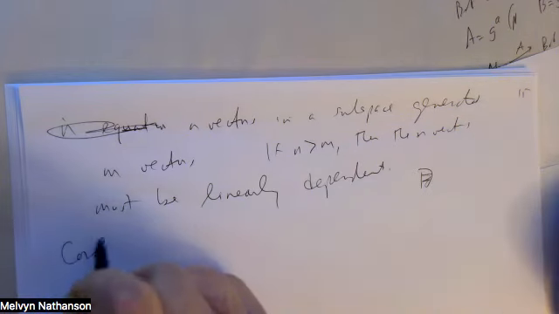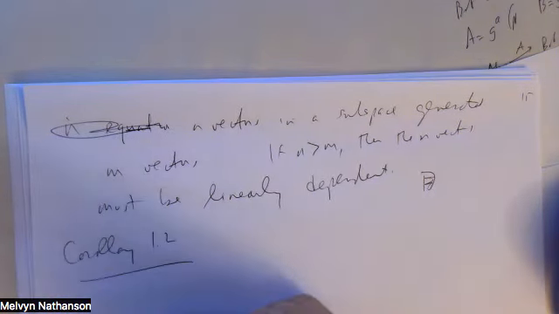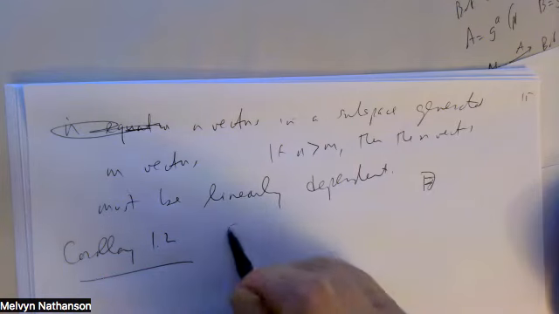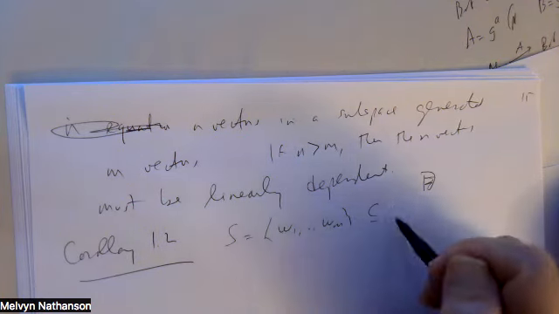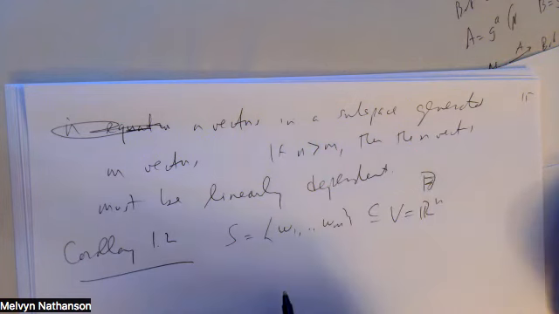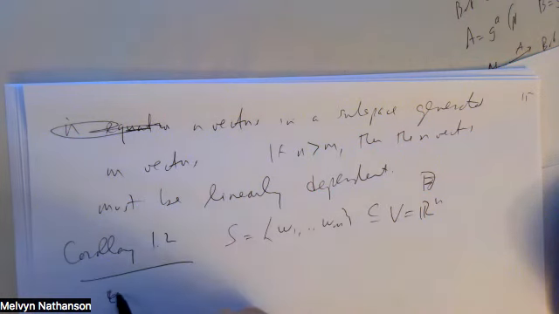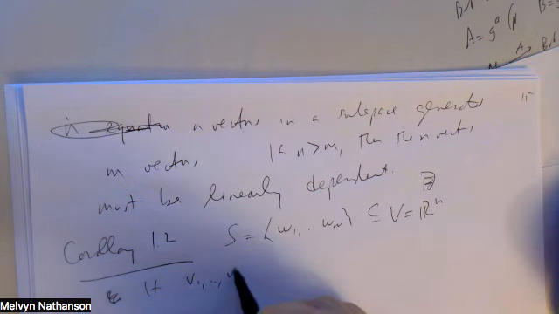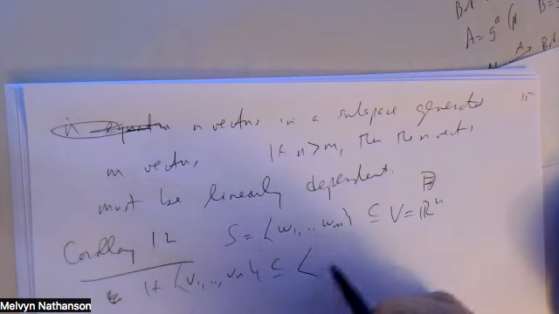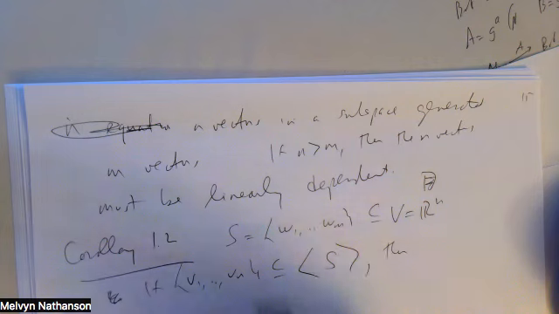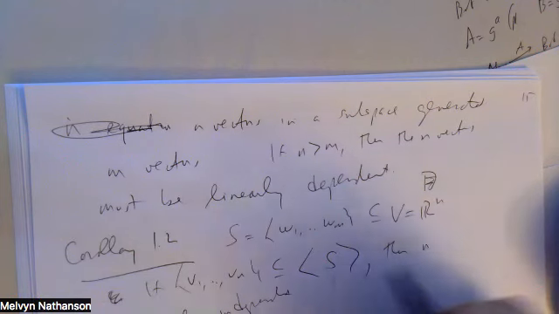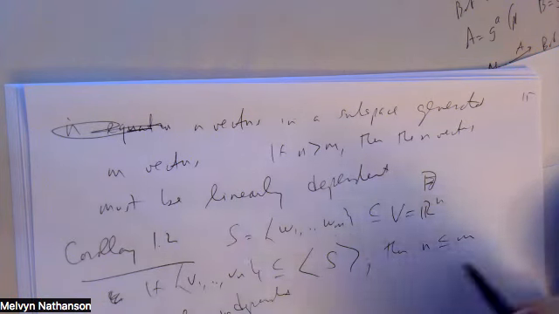And the corollary of this says that S is a set of vectors contained in this vector space Rn. And if V1 up to Vn is a set of vectors in the subspace generated by S, and these are linearly independent, then the number of such vectors cannot be bigger than m.